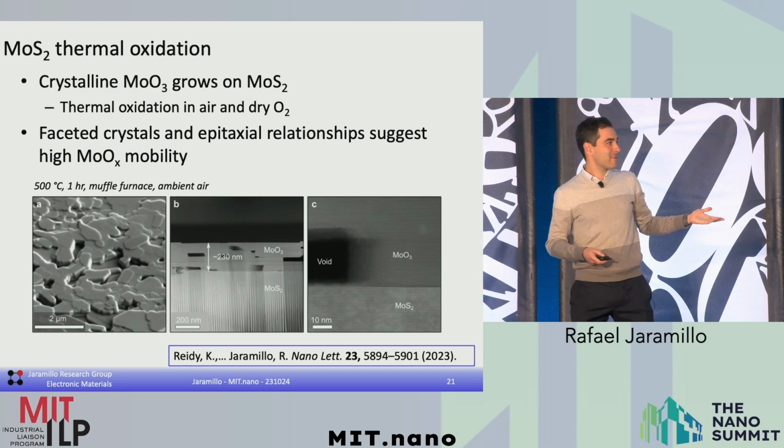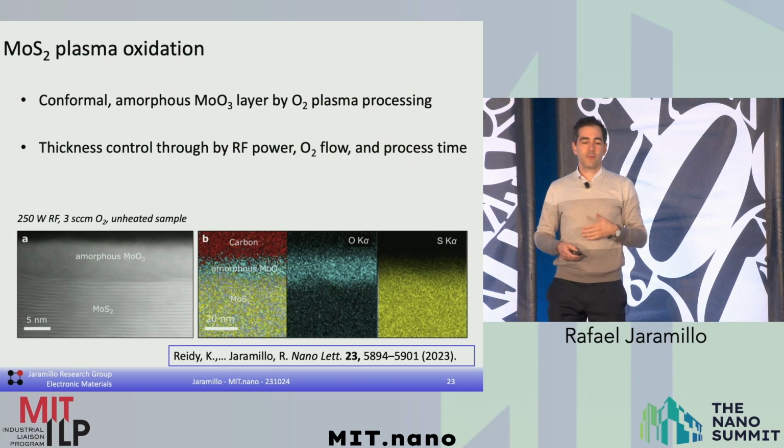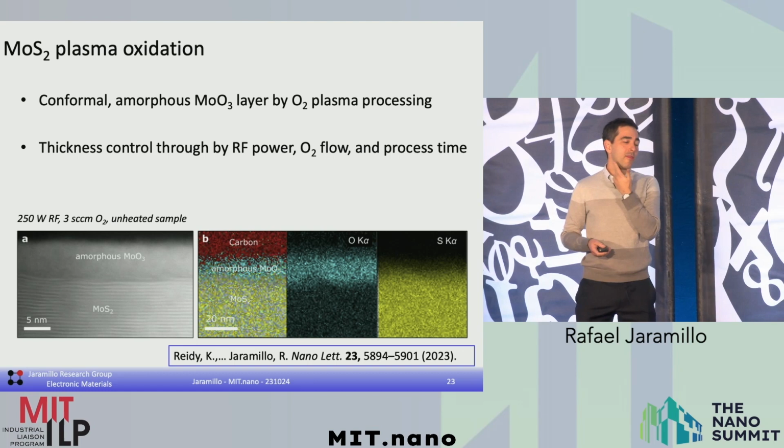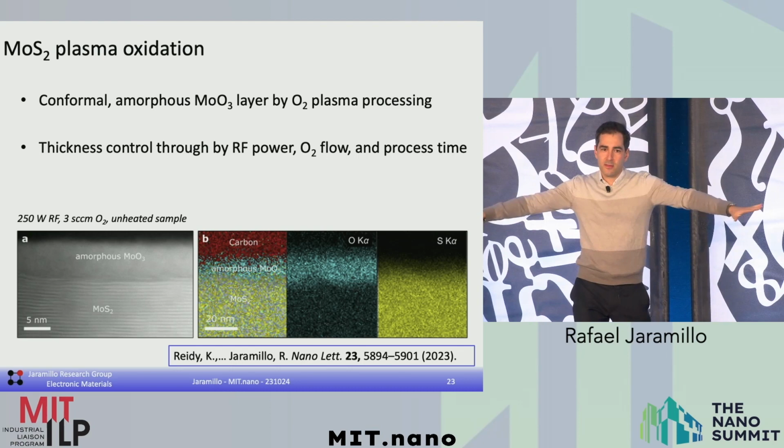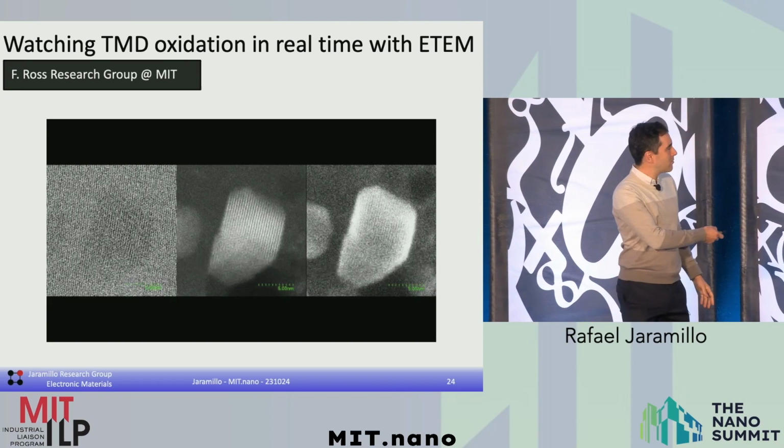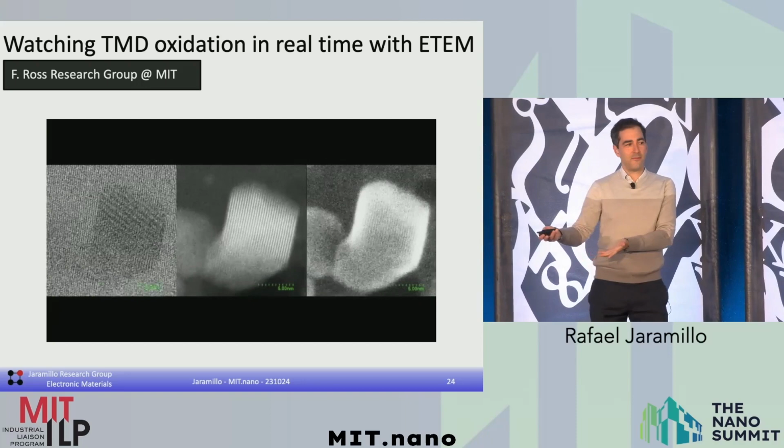So we can make predictions and test out different ways of processing the materials. This is a small step forward recently: we show that using non-thermal plasma-based techniques, we can oxidize these materials in a way that leaves the layer conformal and so forth. So it gets into details. I love this. I'm going to preview Francis's talk, basically steal her thunder. This is actually a TEM movie of molybdenum disulfide oxidizing, the sort of data that her group can acquire.